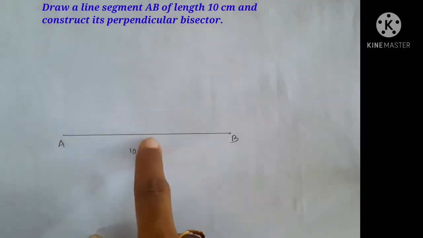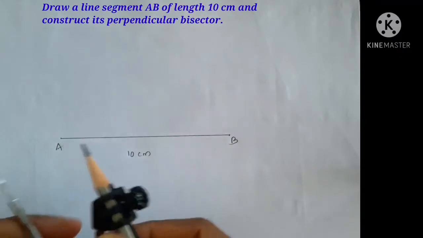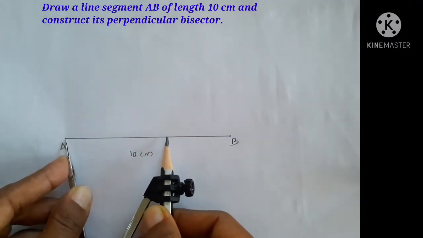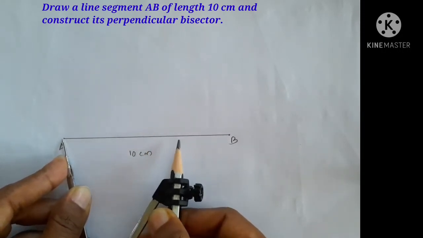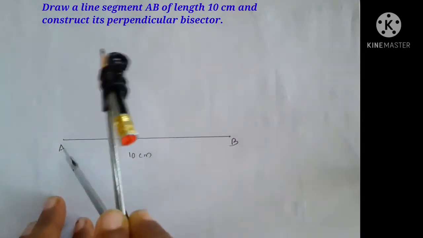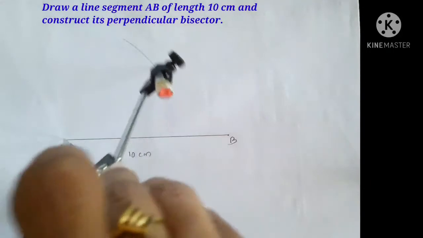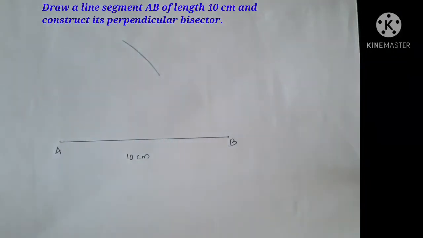Length of this line segment AB is 10 centimeters. Half will be almost this point. Children, then open your compass for more than half of this AB. You need not take any measure. Like this, you just take more than half of AB. Now, with A as center, we have to draw arcs above and below the line segment AB.